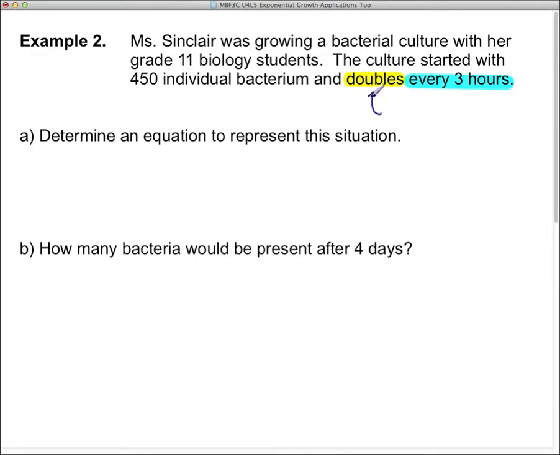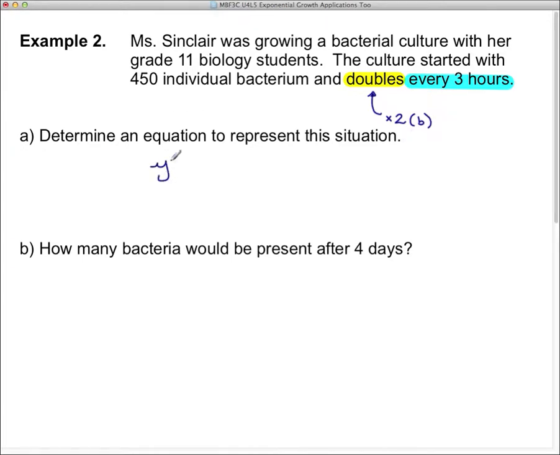Remember when I said be on the lookout for those kind of things yesterday? Words like doubles, triples, by a factor of 5. So this one, the bacteria culture doubles, and that means that we're actually timesing by 2 every time. So we have a base of 2. Now this every 3 hours tells us something about how often it happens. So let's determine the equation in this situation.